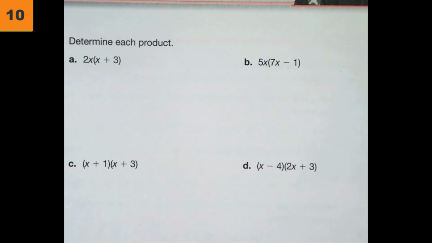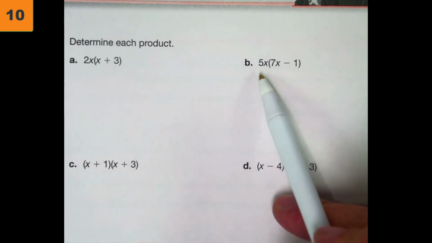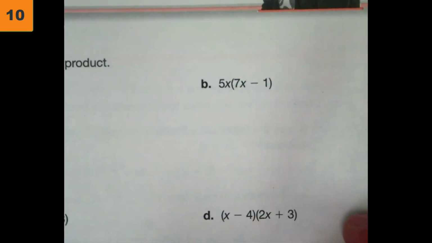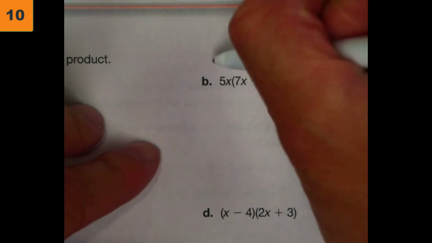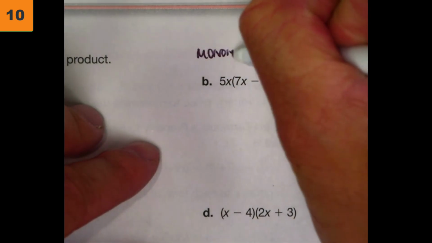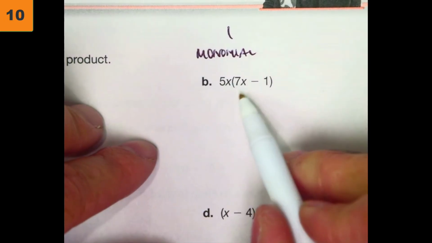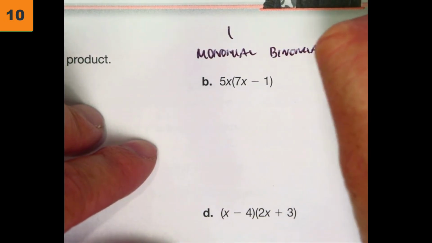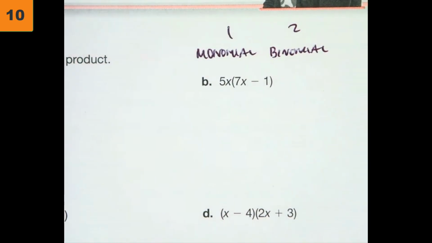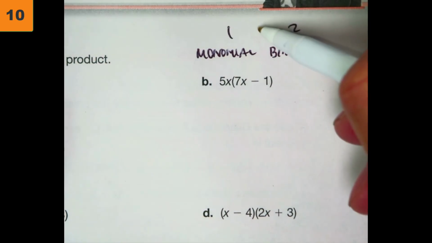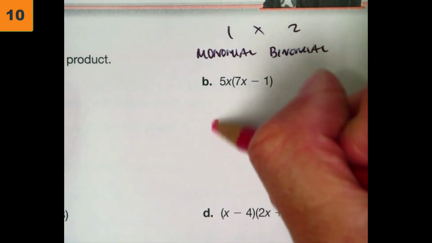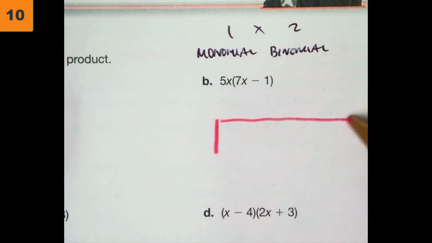Alright, so if you're looking at this problem, you should recognize that. How would you guys define just 5x? What kind of omial? Monomial, which means what number? And this one here? Binomial, which means what number? 2. So what do you think your box is going to look like? A 1 by 2. Let's draw it. You're going to put 1 on the other side, and then just make a box.